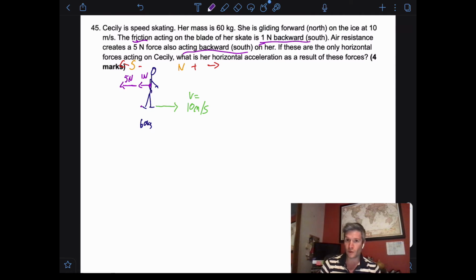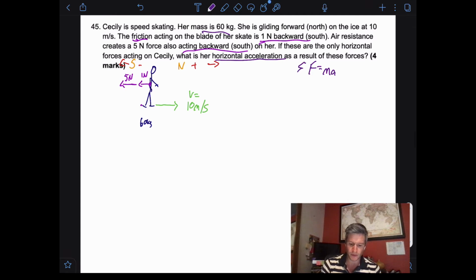If these are the only horizontal forces acting on Cecily, what is her horizontal acceleration as a result of these forces? Okay. So looking at this, we can just think about force and take a peek at our equation. Force equals mass times acceleration. Do we have a mass? Yeah, we have a mass. Do we have acceleration? No, we don't know that. But we do have a sum of horizontal forces. So we can rearrange and figure it out, okay?